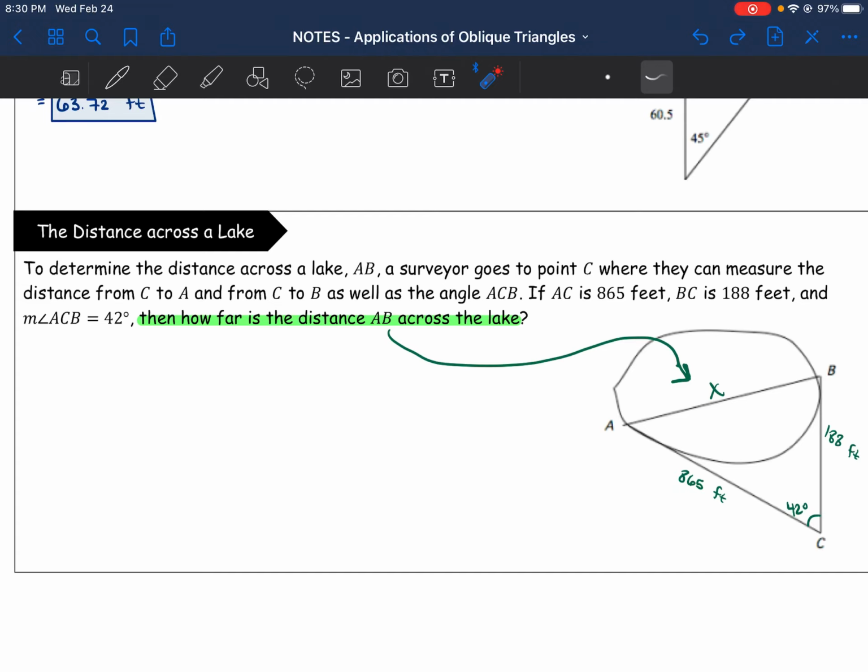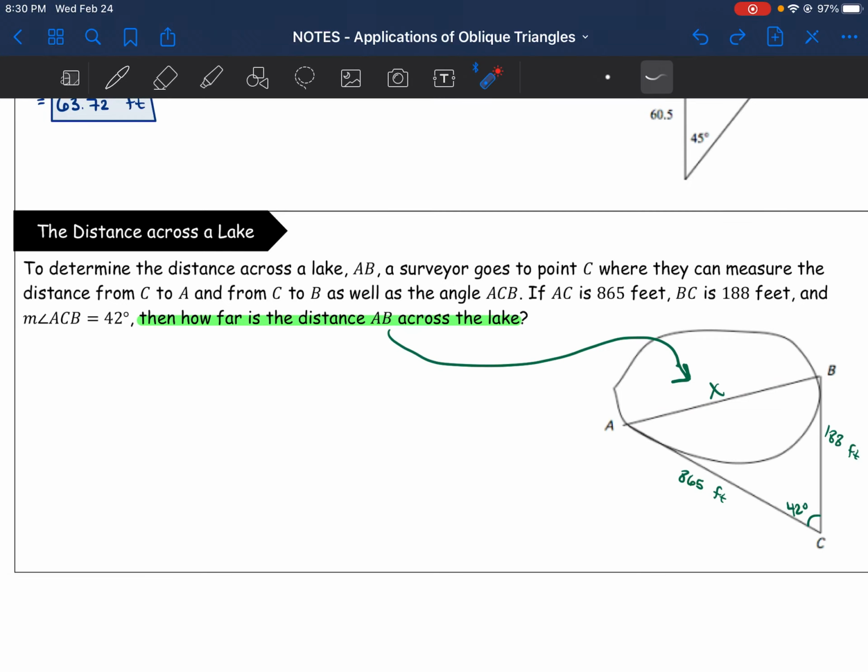If the surveyor measures that the distance from A to C is 865 feet, the distance from B to C is 188 feet, and this angle in the middle is 42 degrees, then we want to know how far the distance across the lake is. How far is that distance AB?